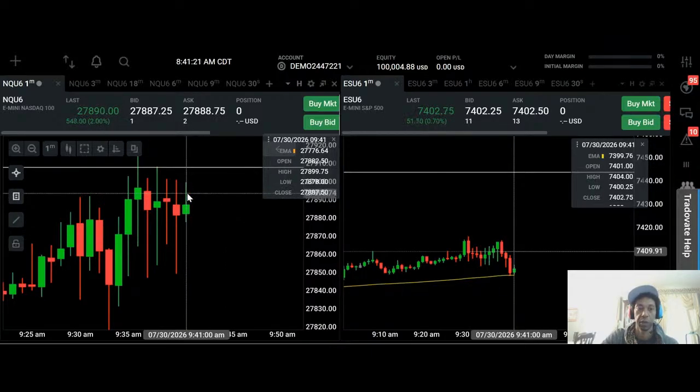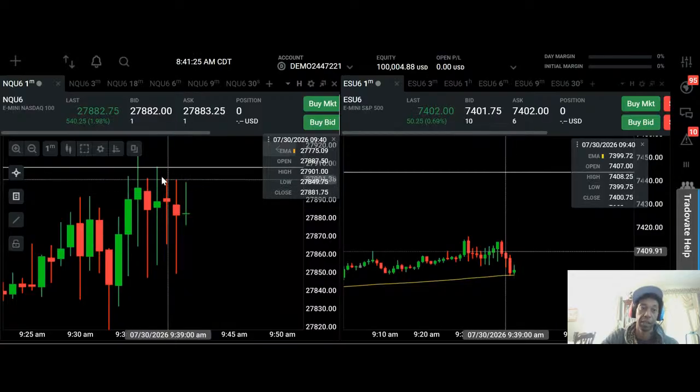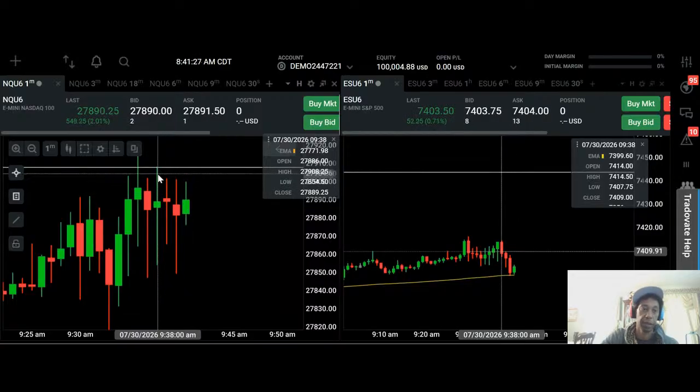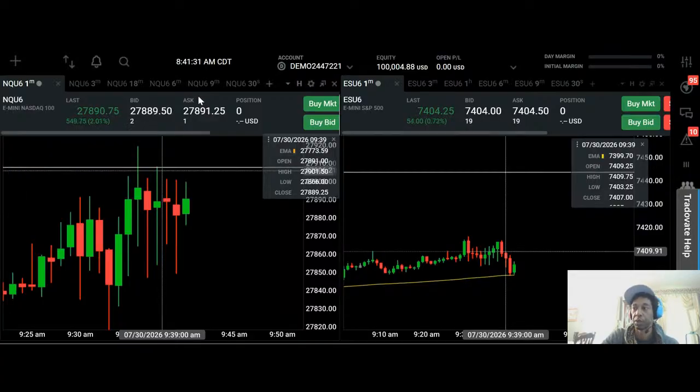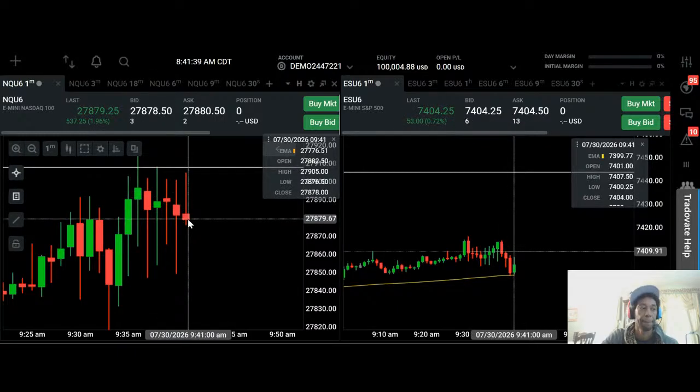I want this closer to be right here, 941. I want it to be green. I would like for it to be green. Actually, I'd like for it to run the 938 high one more time. That'd be cool. Not too much, but if it does, then it is what it is, brother. That means I'm just too early. We're gonna see.